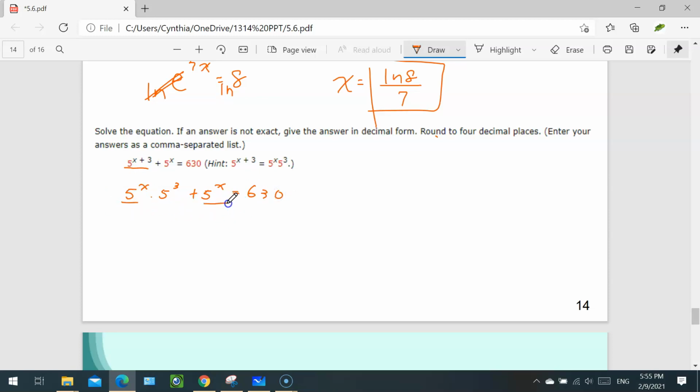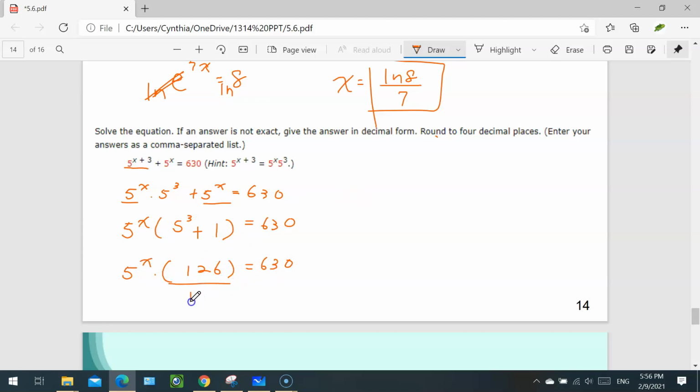Now here, 5 to the power x occurs for both terms. So we can treat the 5 to the power x as a common factor. So now your first term, you still have 5 to the power 3. The second term turns to the 1 because you take out the 5 to the power x. It's equal to 630. 5 to the power 3 is 125 plus 1, you have 126. And the left hand side, you still have the 5 to the power x.